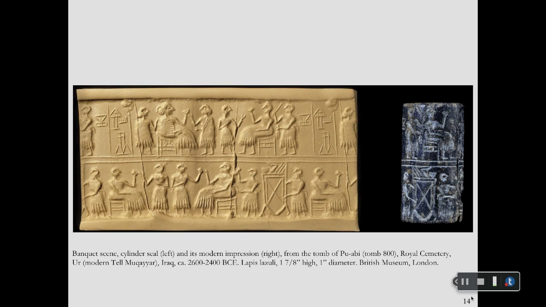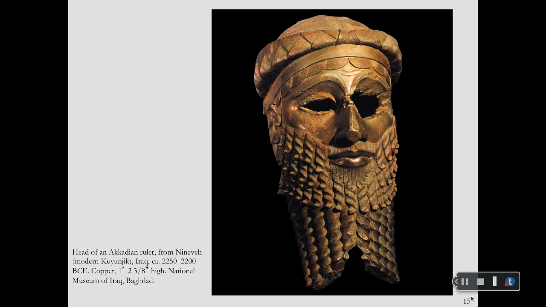Mesopotamian people used cylinder seals to press signatures and images into clay or wax. The head of an Akkadian ruler is the oldest known hollow cast copper portrait. The features are naturalistic. The hair and beard are stylized.